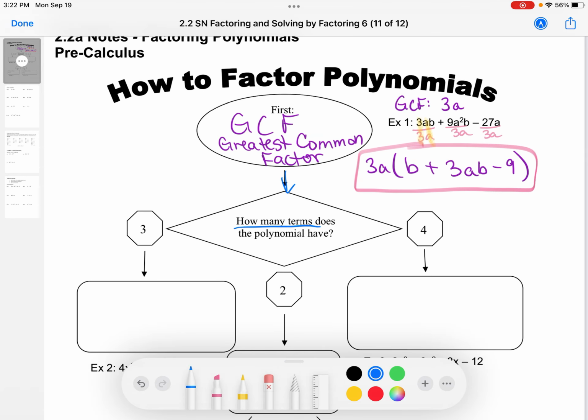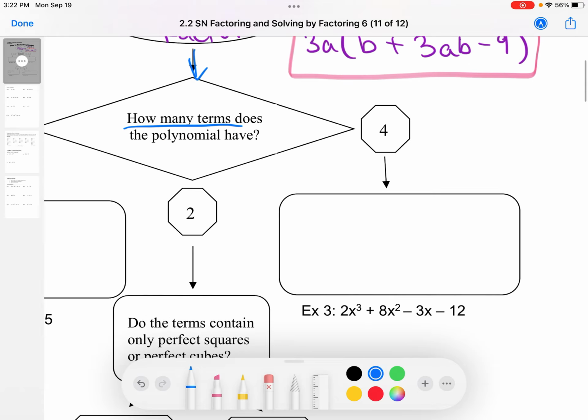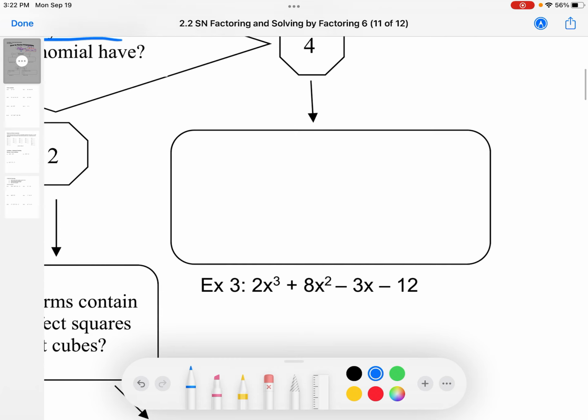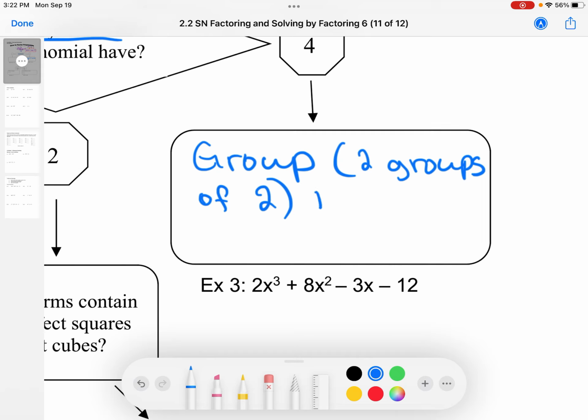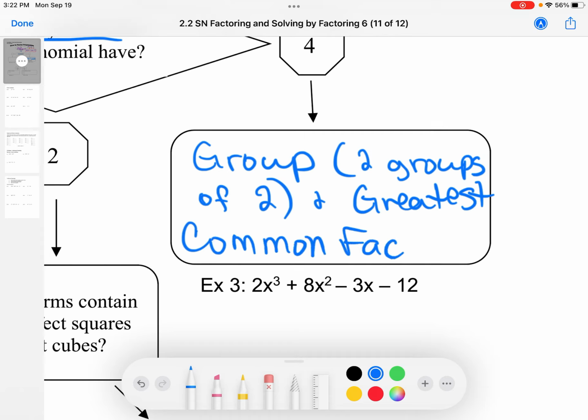Okay, the next question we want to ask ourselves after we factor out the greatest common factor is how many terms the polynomial has. Polynomials with 2, 3, or 4 terms can be factored more. And we want to discuss the 4-term factoring first. So for the 4-term factoring, we want to group the factors. We will group them into 2 groups of 2, and then we're going to find the greatest common factor of each of those groups.